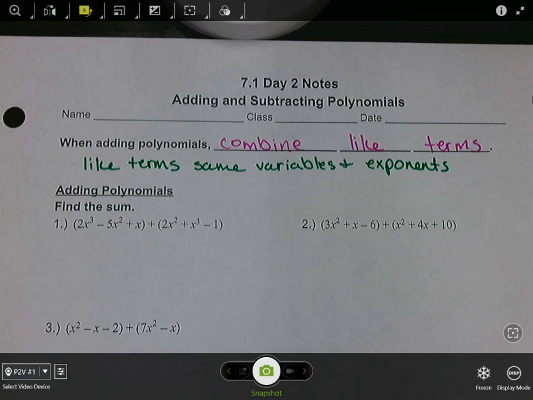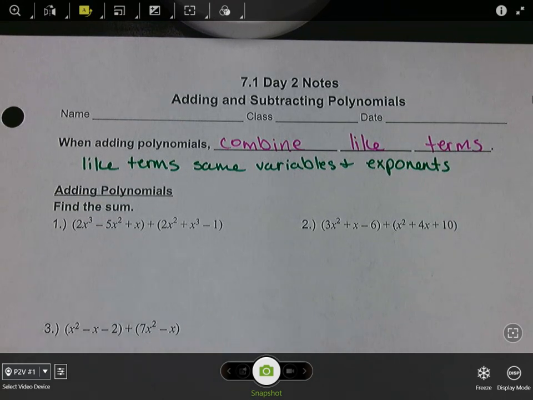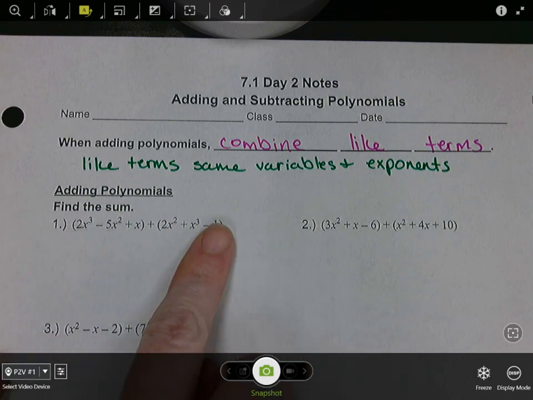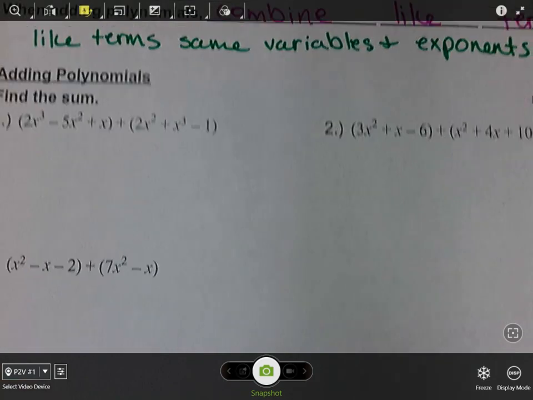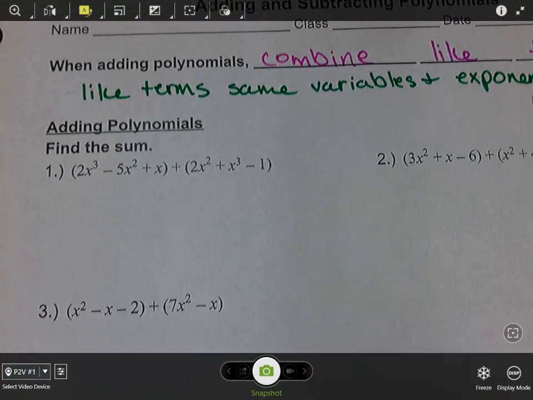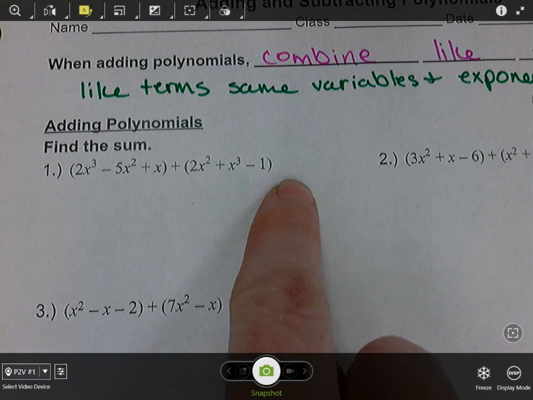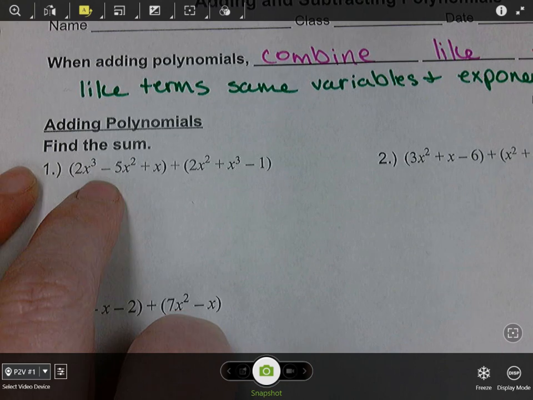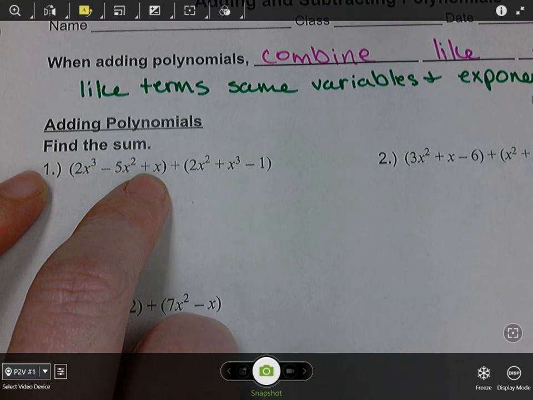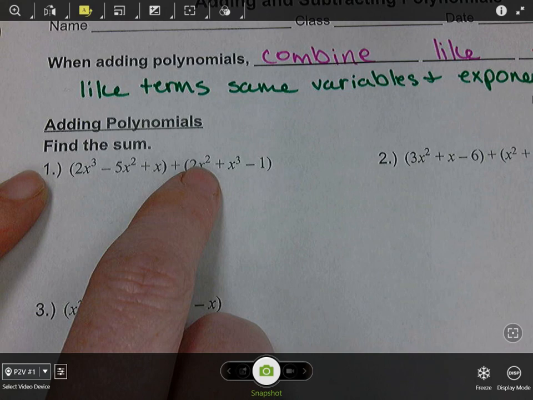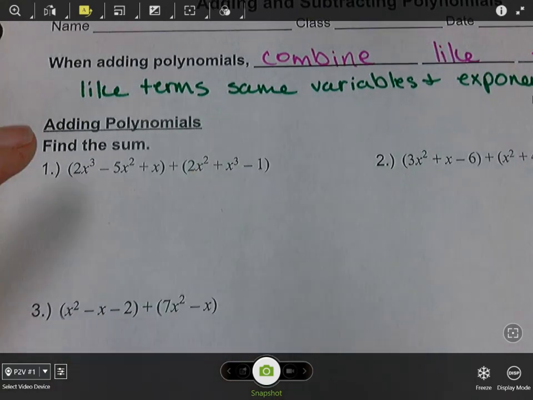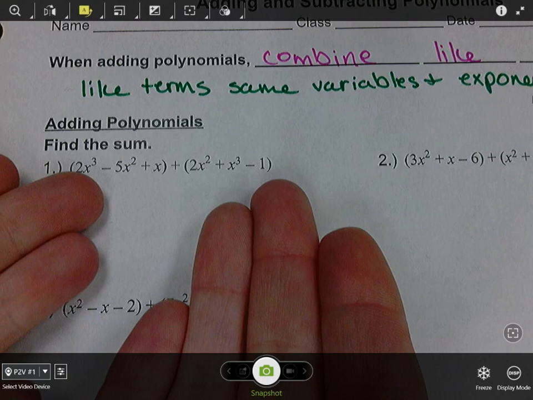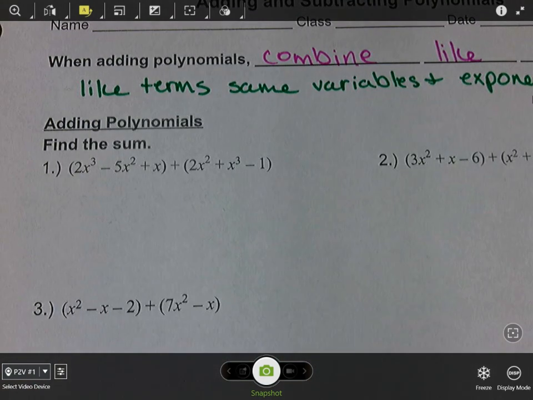All right, so it says find the sum. What you're going to want to do when adding polynomials, so that it doesn't get confusing, is rewrite the whole expression without the parentheses. Let me zoom in on that so it's a little easier for you to see. So this is 2x to the third minus 5x squared plus x. That's one polynomial. Plus 2x squared plus x to the third minus 1. There's the second polynomial, and it wants me to add those two polynomials together.